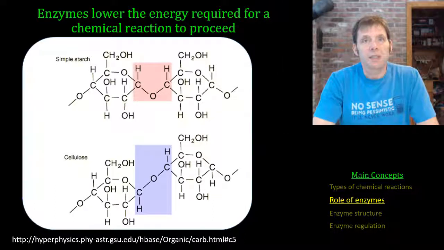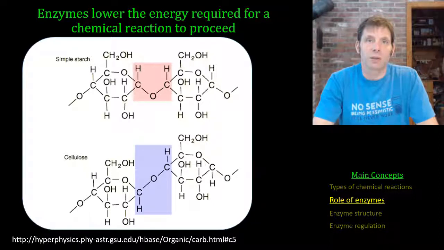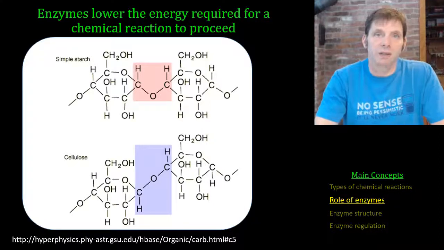It turns out the reason we can digest starch and not cellulose is because we have an enzyme that can break these covalent linkages between the glucose molecules in starch, but we don't have an enzyme that can break the bonds between the glucose molecules in wood or cellulose.